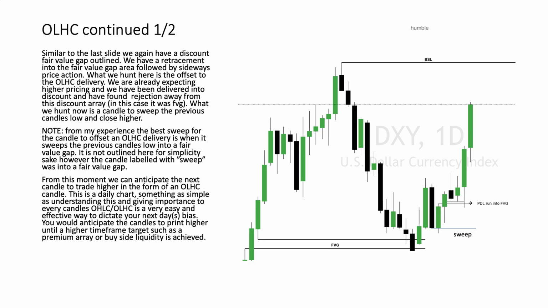So continuing on, similar to the last slide, we again have a discount fair value gap outlined. We have a retracement into the fair value gap area followed by sideways price action. What we hunt here is the offset to the open, low, high, close delivery. We are inside a discount. Now we're waiting for that sweep of the previous candle's low and a move higher. Then we can expect the next candles to follow the move higher, right?